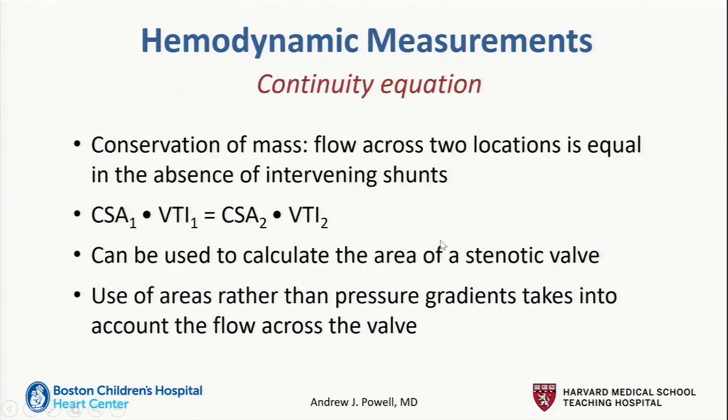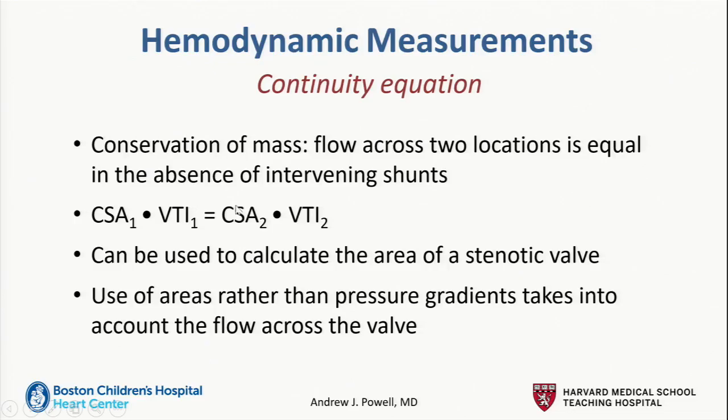All right, so with that background, that allows us to go to the continuity equation. This equation is based on the principle of conservation of mass. Basically, we're going to say that the flow at these two locations has to be equal in the absence of intervening shunts. So at point 1, we have cross-sectional area times the VTI. Again, that's flow. So flow at point 1 has to equal flow at point 2 because there's no place else for it to go. There's no shunt. That's the conservation of mass idea.